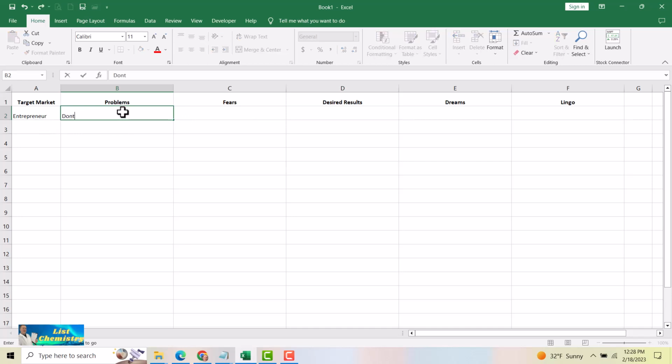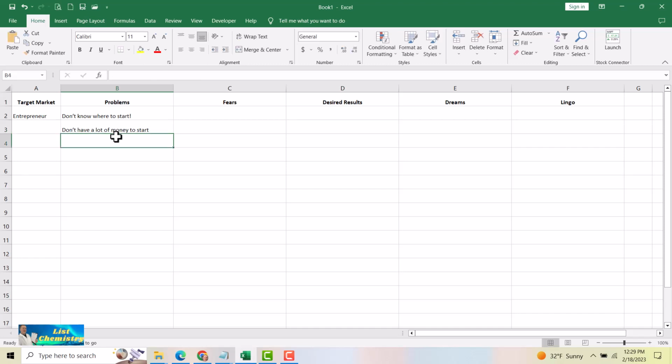Obviously, or maybe, okay, they don't know where to start. Okay, that could be one. Maybe they don't have enough money or don't have a lot of money to start. Again, these are problems that people would come up with in that target. Maybe they don't have the tools to start. And again, these are all things that you can help provide.